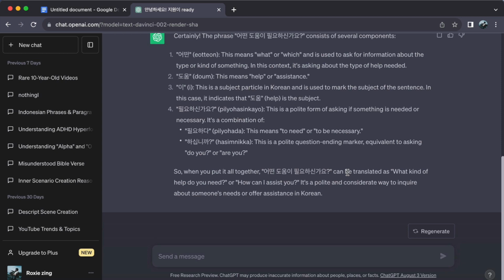So, there you have it, a fantastic way to start your journey of learning Korean with ChatGPT. Remember, it's like having a language mentor whenever you need it.